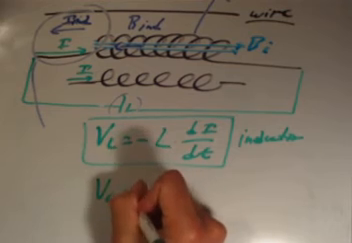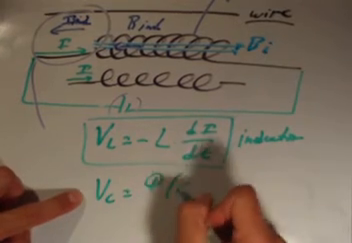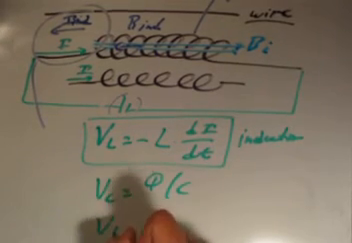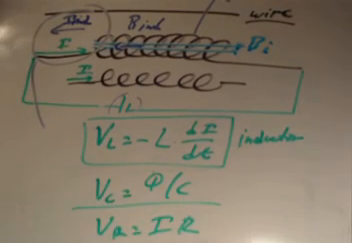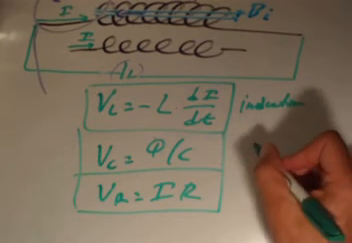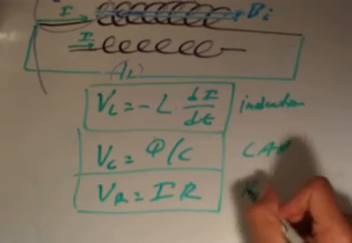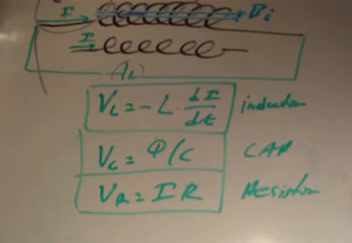This can be categorized on your list of electrical devices: the voltage across the capacitor is Q over C, and the voltage across the resistor is just given by Ohm's law, IR. So you have these three equations, and all of them tell you something about how your devices behave. This one is for your capacitor, and this one is for your resistor. You have these equations for all of them.